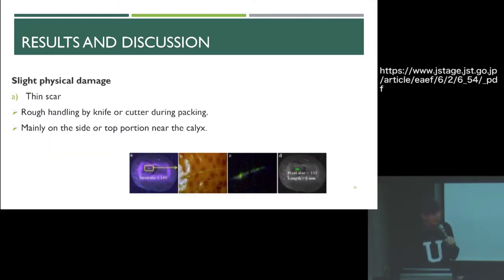The first one, physical damage, thin scar. This kind of defect is due to rough handling by knife or cutter during packing, and it occurs mainly on the side or the top portion near the calyx. As you can see from the figure, this kind of defect is very small and tiny, and it's difficult to see with human eyes. So with the image, we can actually find it.